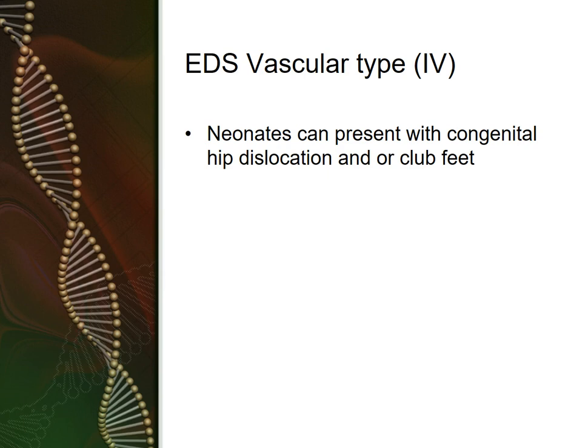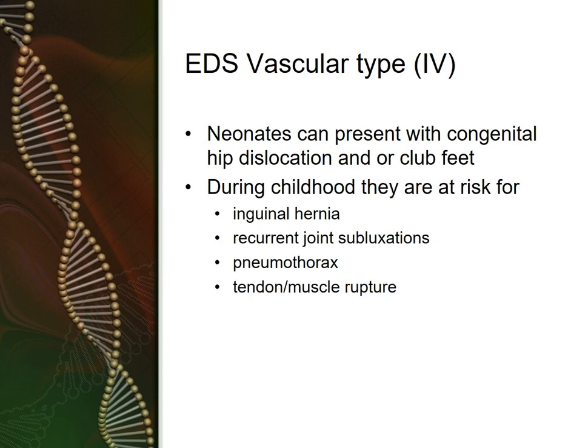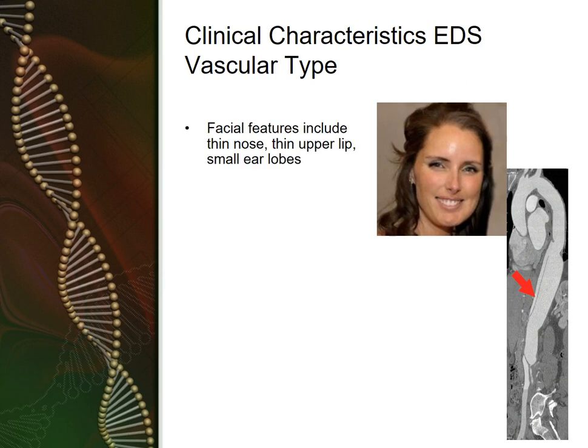Type 4 Ehlers-Danlos is caused by a different type of collagen. Neonates can present with congenital hip dislocations, club feet during childhood. They're at risk of inguinal hernias, recurrent joint subluxations, dislocation, and patients with type 1 actually have dislocations, so the joint comes totally out. Subluxations, it pops in and out. There's also a risk of pneumothorax and tendon and muscle rupture.